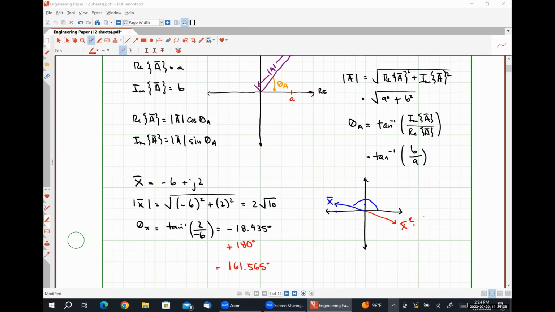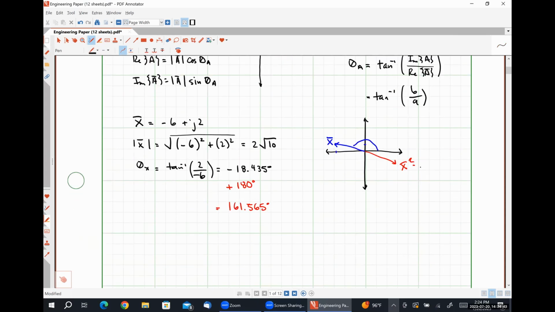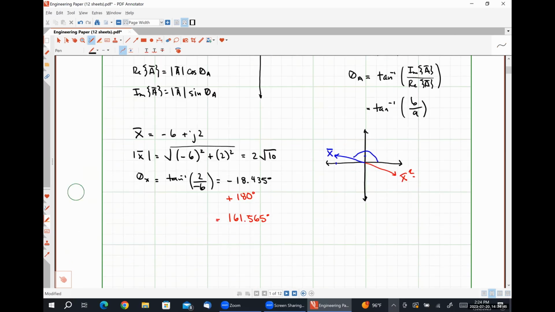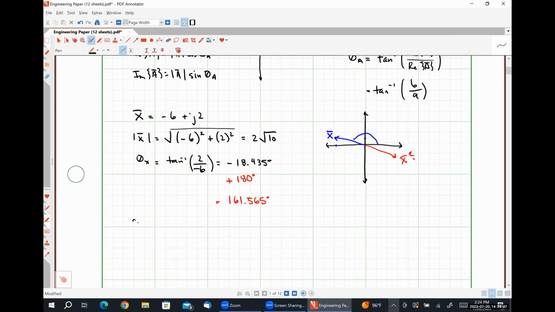Okay. So let's talk about the complex conjugate operation. This is the only operation that we're going to be dealing with that is specific to complex numbers. Okay.